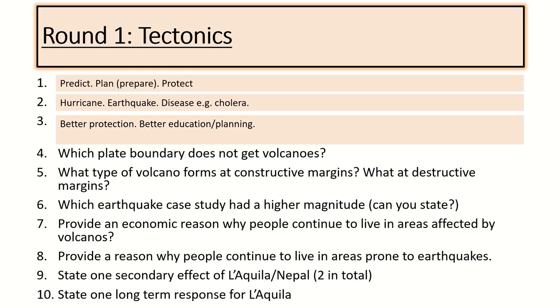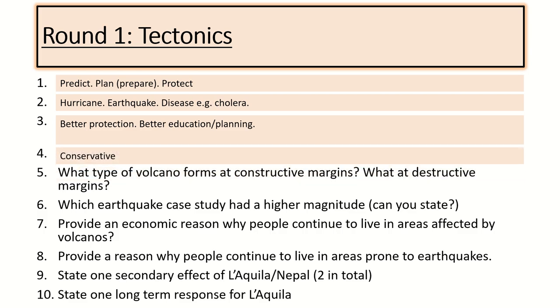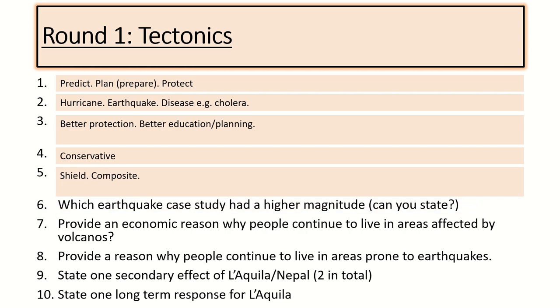The only plate boundary that doesn't get volcanoes is a conservative plate boundary. And the volcano that forms at a constructive margin is a shield versus a composite at a destructive plate margin. Composite are the ones that go bang. They get all the gas from subduction.